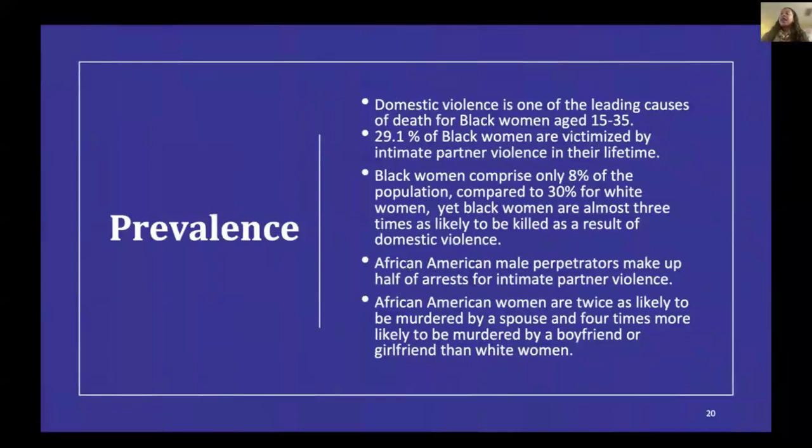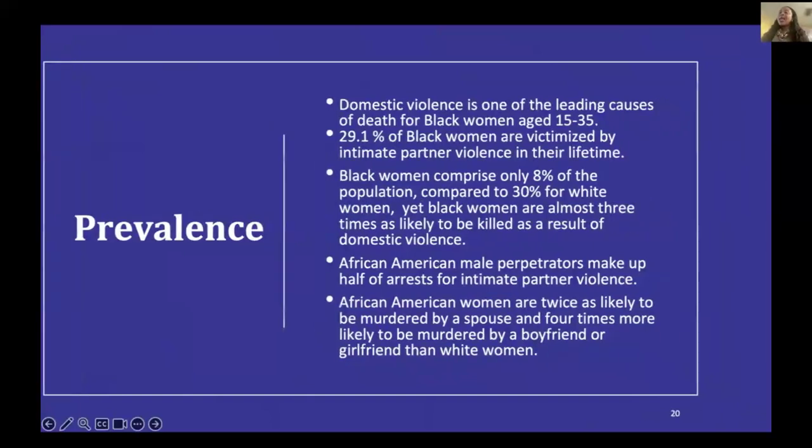So the prevalence: domestic violence is one of the leading causes of death for Black women ages 15 to 35. 29.1% of Black women are victimized by intimate partner violence in their lifetime. While Black women only comprise 8% of the population compared to 30% for white women, Black women are almost 3 times as likely to be killed as a result of domestic violence. African-American male perpetrators make up half of the arrests for intimate partner violence, and African-American women are twice as likely to be murdered by a spouse and 4 times more likely to be murdered by a boyfriend or girlfriend than white women. Next slide.